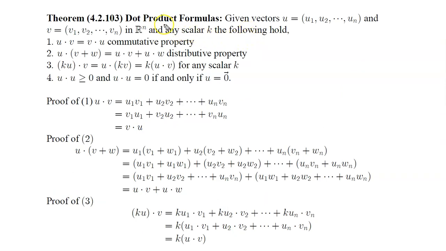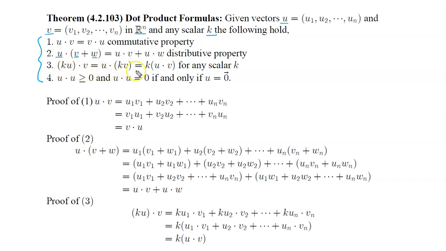Now here we have a theorem detailing some properties of the dot product. So if we're given two vectors u and v in Rn and any scalar k, then the following properties hold for the dot product. So you notice that the dot product is commutative. U dot v equals v dot u. You have a distributive property for the dot product, so u dot (v plus w) equals u dot v plus u dot w. So you can distribute this u to the v and w.